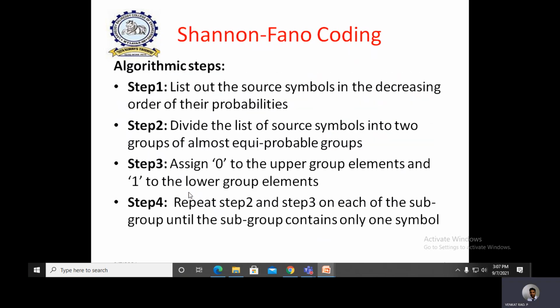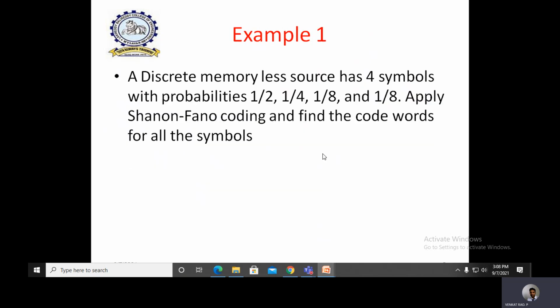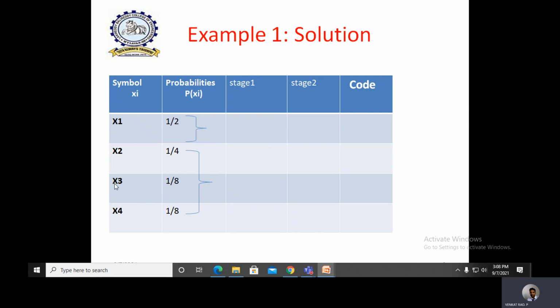Now let us implement the second step. Divide the list of source symbols into 2 groups of almost equiprobable groups. That means we need to divide the source symbols into 2 groups. Here how many source symbols are there? 4 symbols. We need to divide them into 2. There are many possibilities of dividing. We can divide x1 as one group, x2, x3, x4 as the other group, or x1, x2 as one group, x3, x4 as another group. Similarly, these 3 are one group, the last one is the other group. So we can divide like these possibilities.